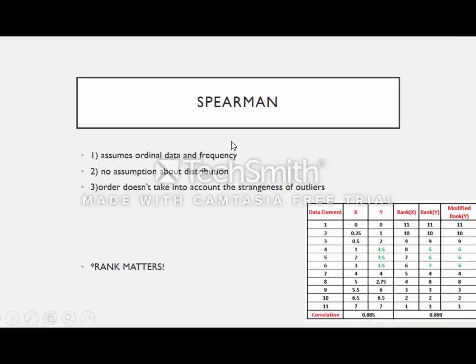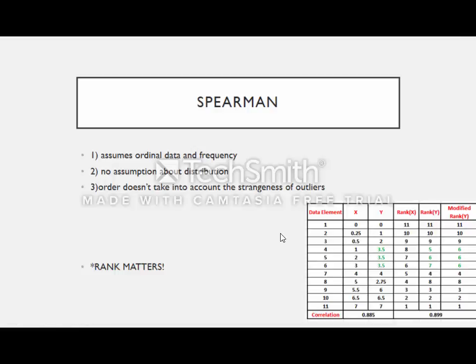Spearman's rank assumes ordinal data and frequency. Ordinal data is ranking order, and there are no assumptions about distribution, because if you were measuring people who were running in a race, you would count when they passed the finish line. You don't count, it's not a constant number. They're passing at different times.